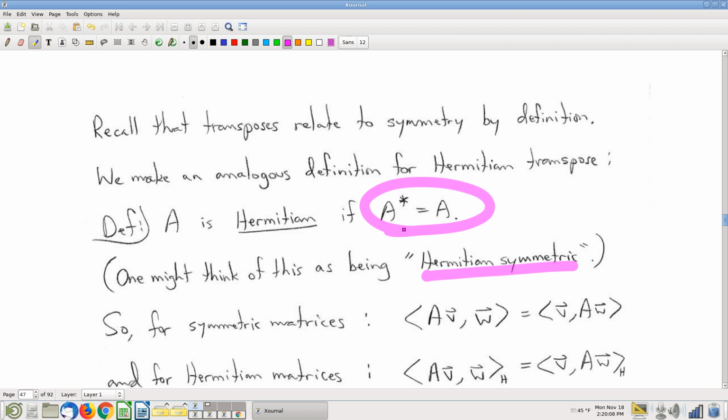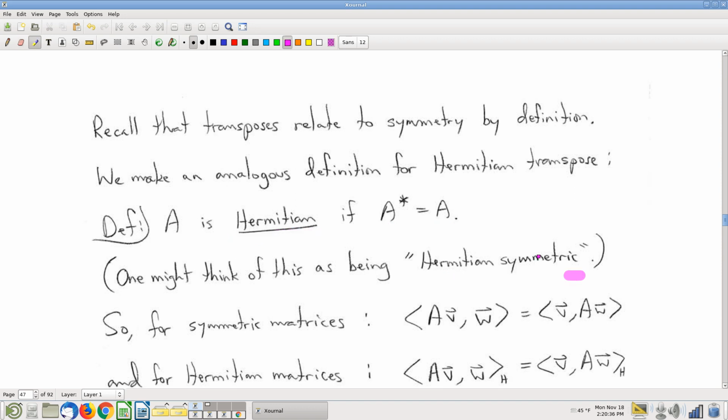And I sure do wish that this was the common term, but unfortunately it's not. Unfortunately, the term is just Hermitian. Anyway, that's what people say. So heads up: when you see a matrix being described as Hermitian, what you should think in your mind is Hermitian symmetric, namely that it relates to Hermitian transposes in the expected way.